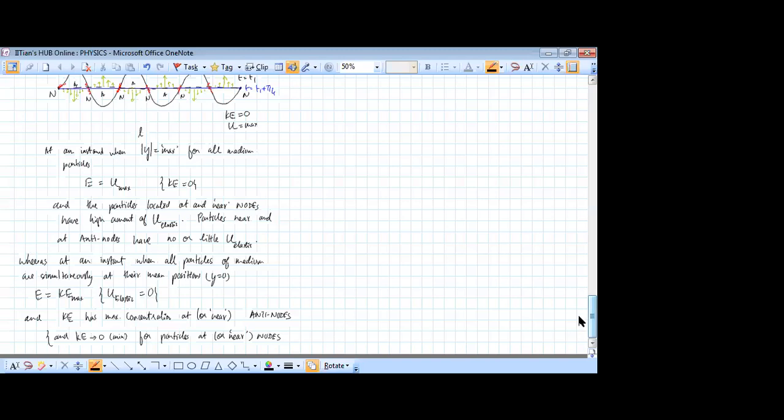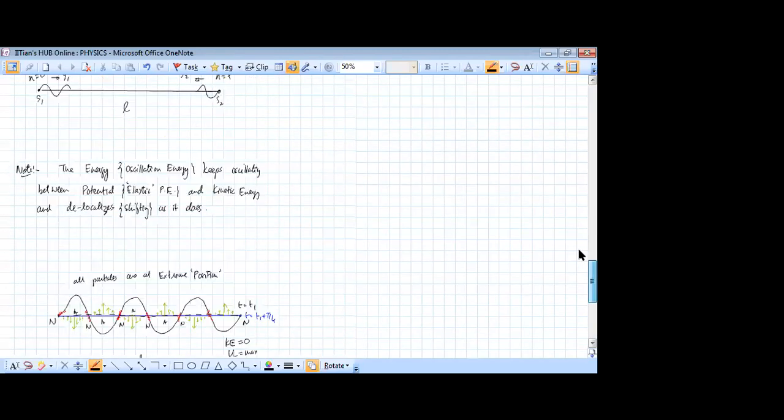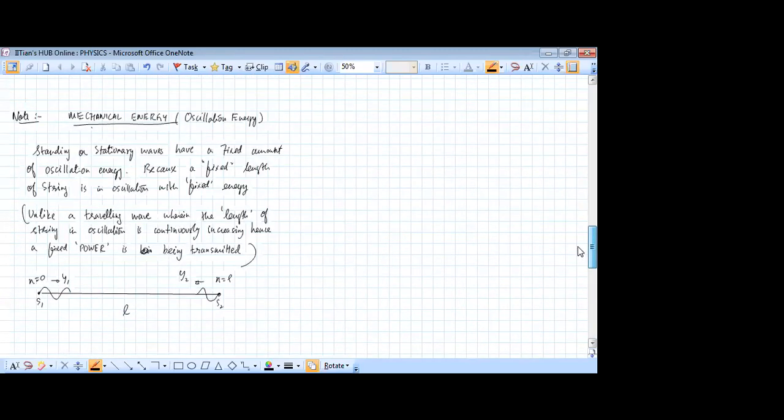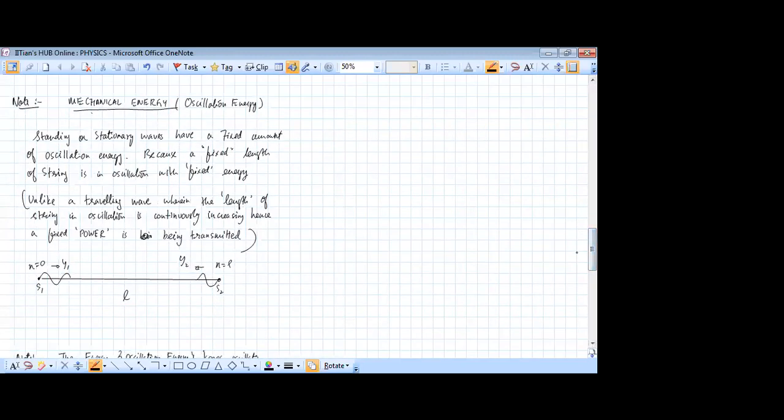Yeah, Sushruta, I'll show the part before this. This is the note about mechanical energy.